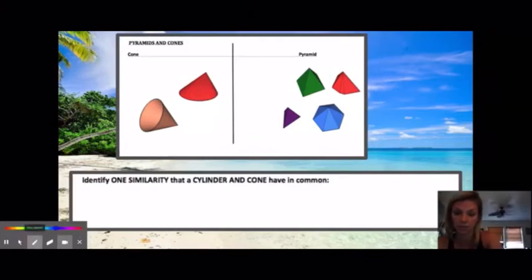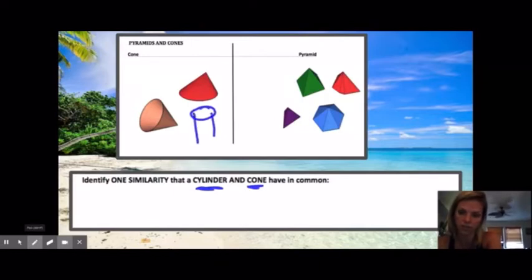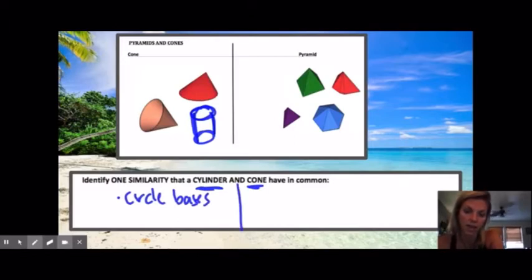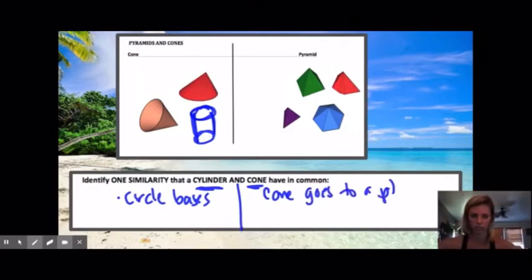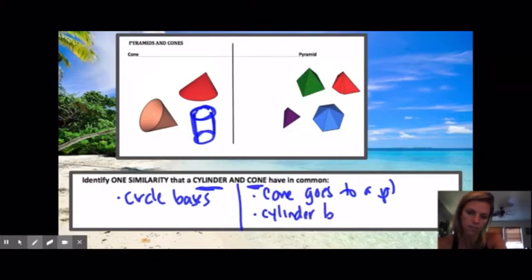Let's list some information about cylinders and cones. So again, here's a cone here. That would be a cylinder. And I could draw it. So what's one similarity? Well, they have circular bases. The difference is, though, that a cone goes to a point. So essentially, instead of stacking quarters, you're stacking smaller coins, right? So it gets smaller as it goes up, whereas a cylinder, again, the bases are congruent and parallel.